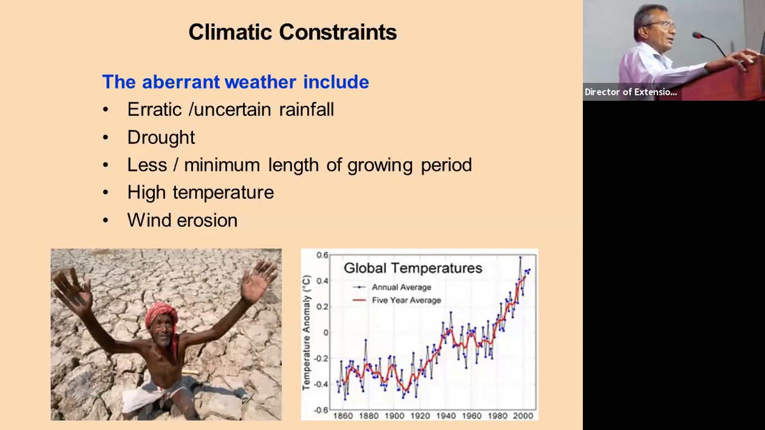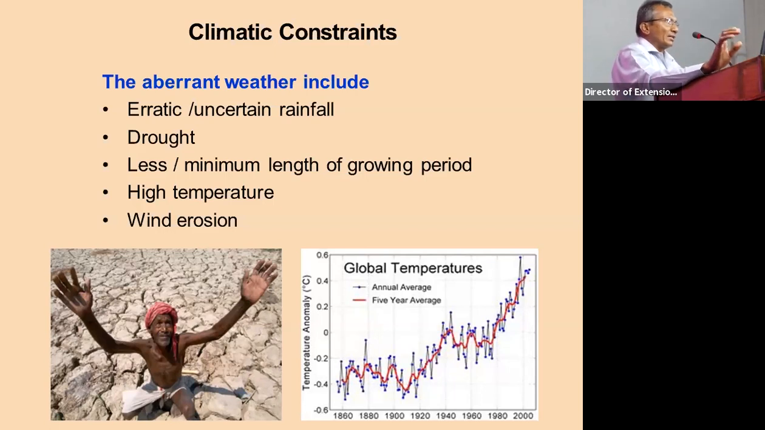So this is because of continuously daily changes of the temperature during day and night times. This leads to apparent weather situations, and this leads to drought and a minimum length of growing period. The growing period is very, very short, because either we get a sudden downpour and it may not rain for the next week or two or three weeks. So the crop will suffer and will dry.